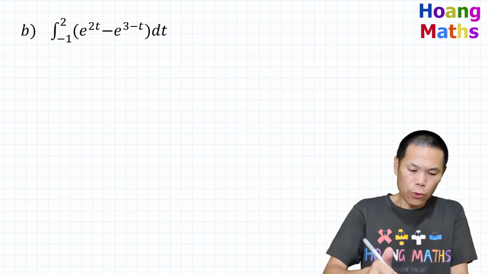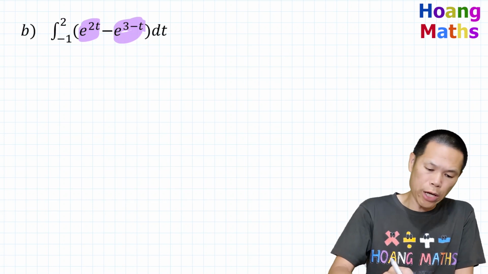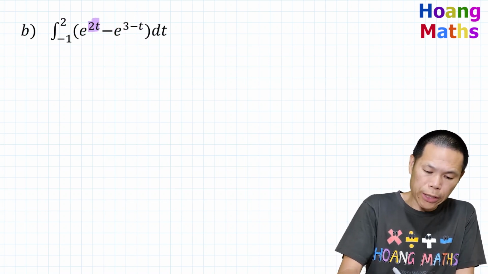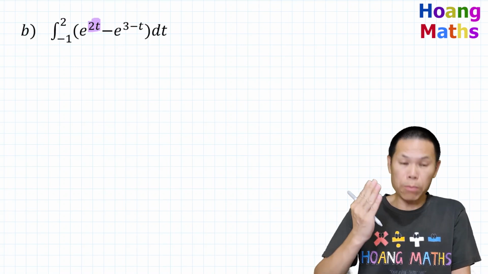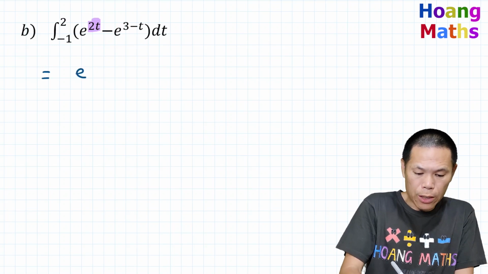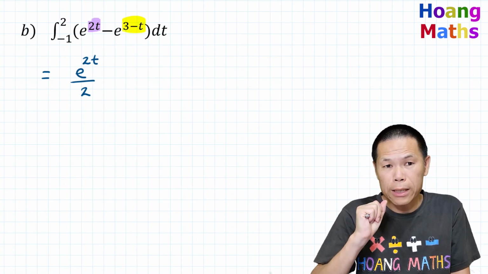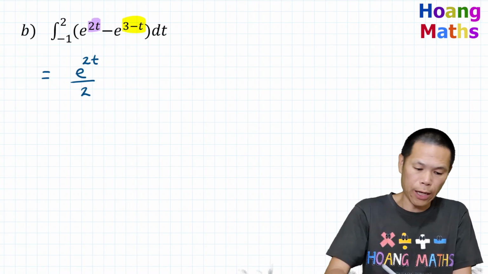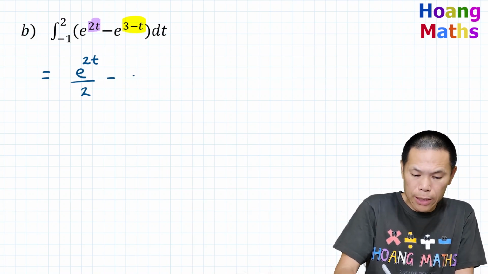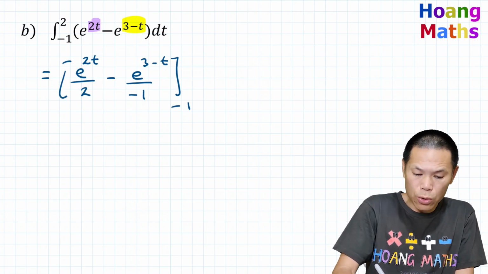Second one. We just need to integrate these functions, this one and then that one. Keep that in mind. First of all, differentiating 2t gives me 2, so we divide by 2. That is equal to e to the 2t divided by 2. And then we differentiate this: differentiating 3 minus t gives me negative 1. So that becomes minus e to the 3 minus t divided by negative 1, and then we bracket it, with negative 1 to 2.